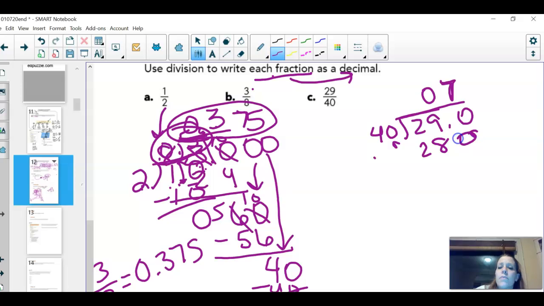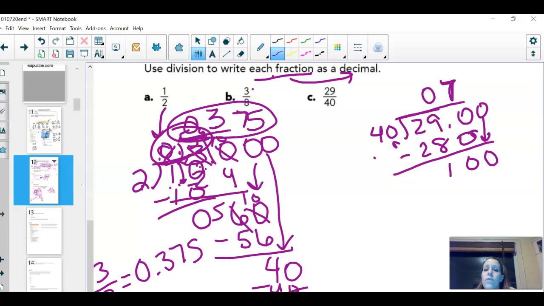Now I have this. 0, 1, 0. Okay, I need to add another 0. Bring it down. 40 times 2 would get me 80, so that's pretty close. Now I got 20, still not done.